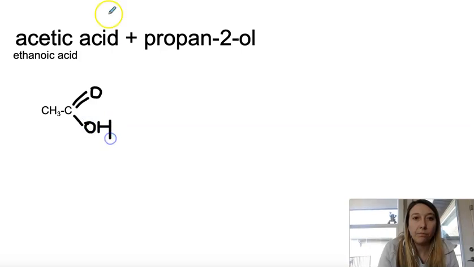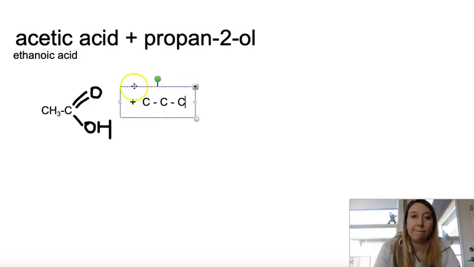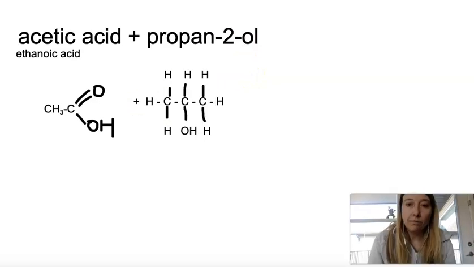Then we have that propan-2-ol, right? So we know from that that we are going to have 3 carbons. We know that off of the middle one, we need to have an OH, so that means there are H's in all of the other spots. So you can go ahead, fill that in. Okay, so now we have our propan-2-ol. We filled in all those pieces.